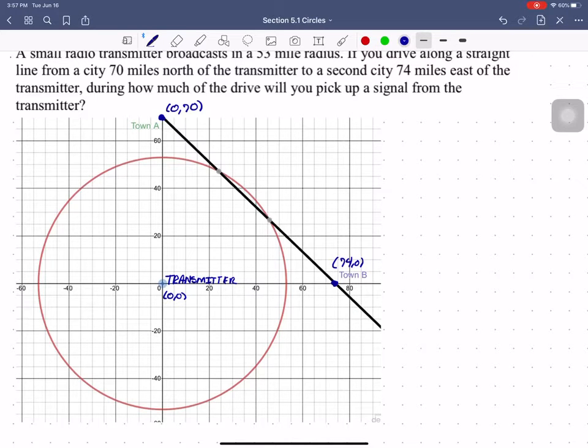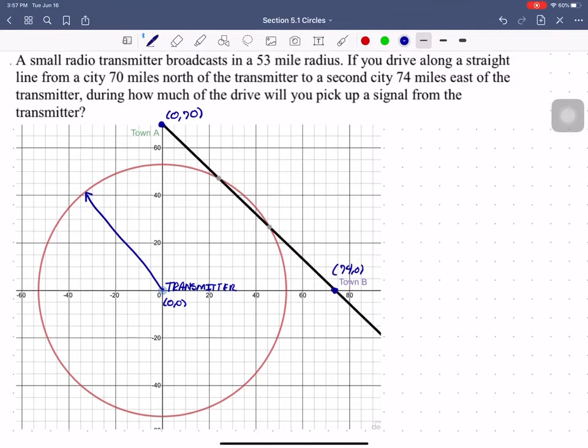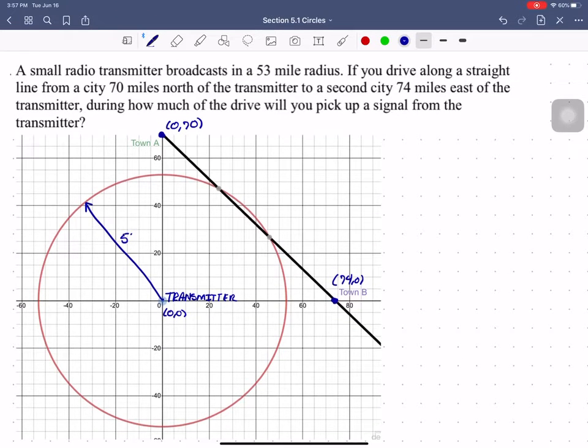So now what else do I need? If I'm going to write the equation of that circle, I need a radius. And I'm told in my problem that my radius is 53. So now I can write the equation of the circle. And the equation of the circle is 53 squared equals x minus 0 squared plus y minus 0 squared, or we can write that just as 53 squared equals x squared plus y squared.